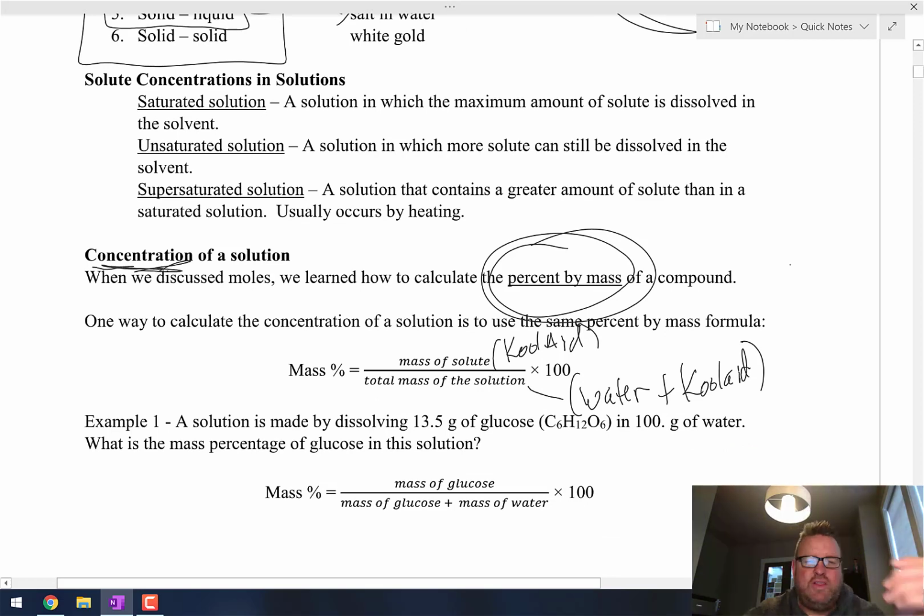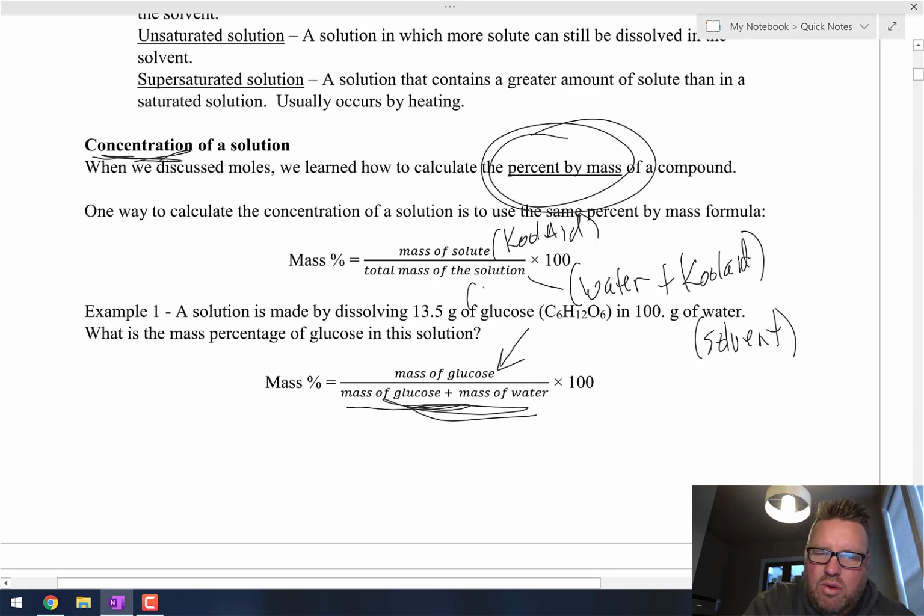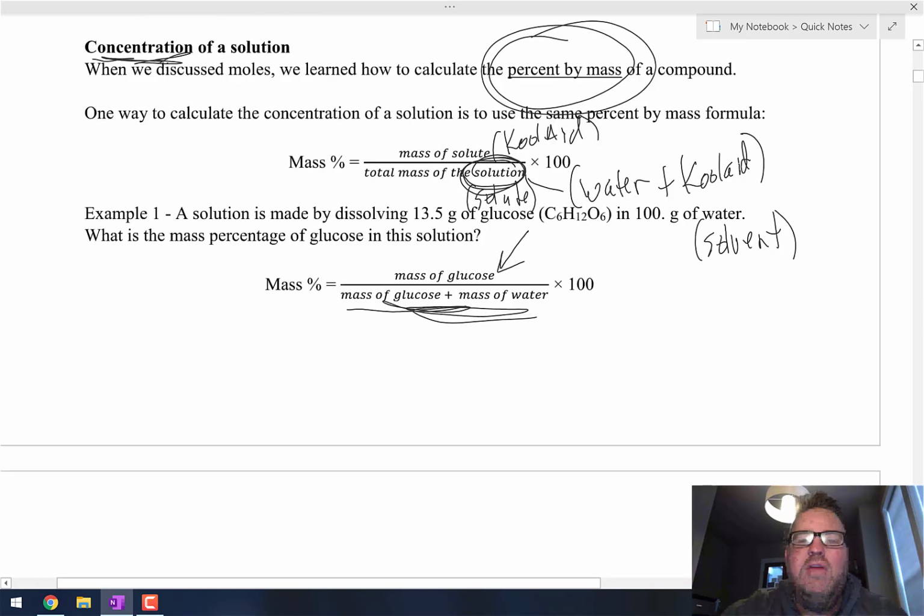Okay? So look at this example here. In example 1, it says, a solution is made by dissolving 13.5 grams of glucose, which is just another word for sugar, in 100 grams of water. What is the mass percent of glucose in this solution? So notice I put the mass of glucose on the top, and notice on the bottom it's not just the mass of the water, it's the mass of the glucose and the water. Because again, water is the solvent and glucose is the solute. And the solution is both of those together. And that's what has to go on the bottom. The bottom has to be the mass of the entire solution.